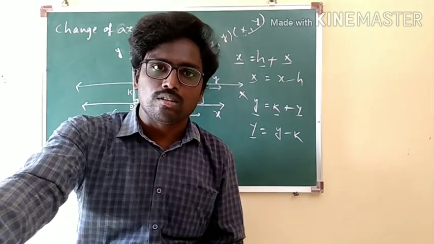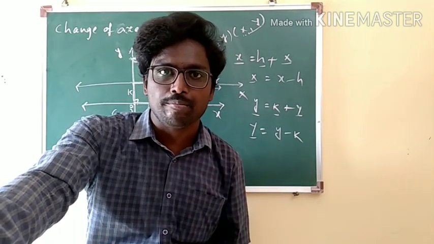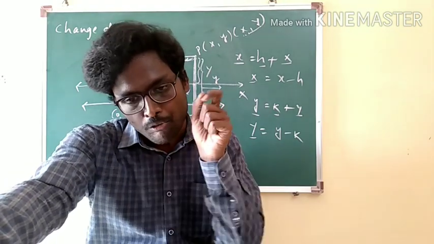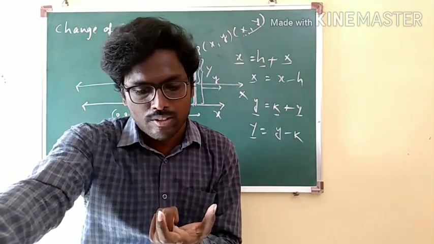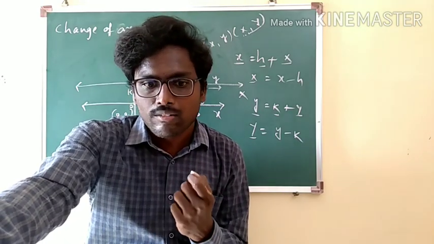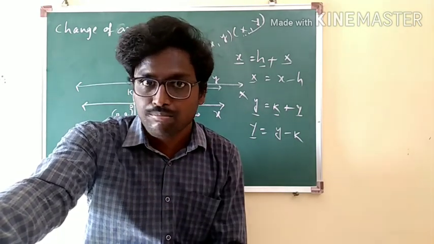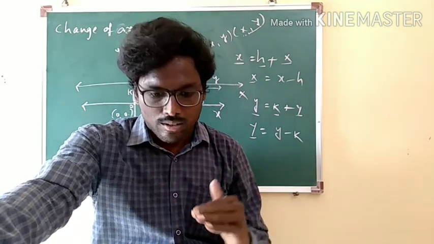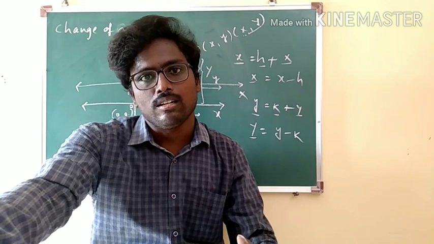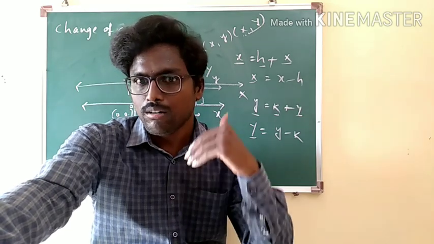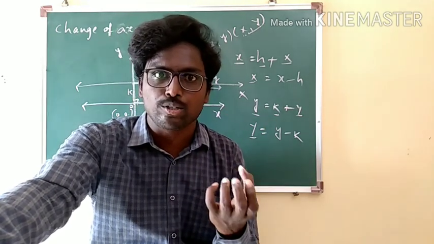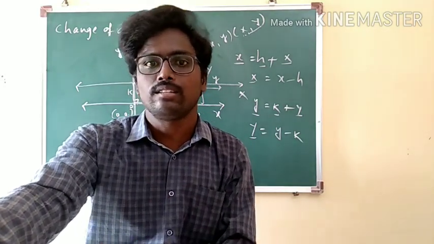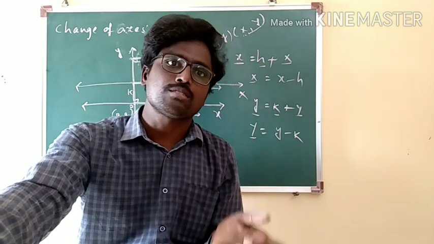How will the question be framed here? You are given the new origin h comma k, also the coordinates with respect to the new axis. Whenever you are given the statement with respect to the new coordinate system, that is nothing but capital X comma capital Y. Given the new origin h, k, and the coordinates with respect to the new system, capital X and capital Y, then you will be calculating small x and small y.